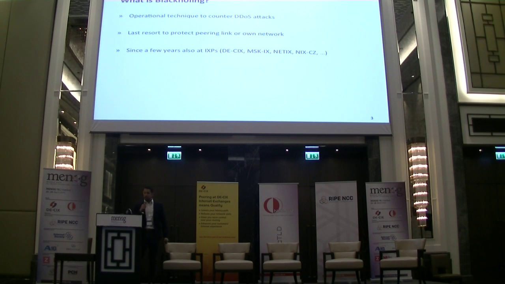Blackholing as such, also known as remote triggered blackholing, was already mentioned in the previous presentation. It's an operational technique to counter DDoS attacks, and this mitigation feature is there as a last resort. You would probably not use it for each DDoS attack you may suffer from, but if you really have your network or your peering link at an IXP at risk, then you have to go for the lesser evil, the less bad thing for your network. In order to protect it, you can blackhole certain IP addresses or prefixes.